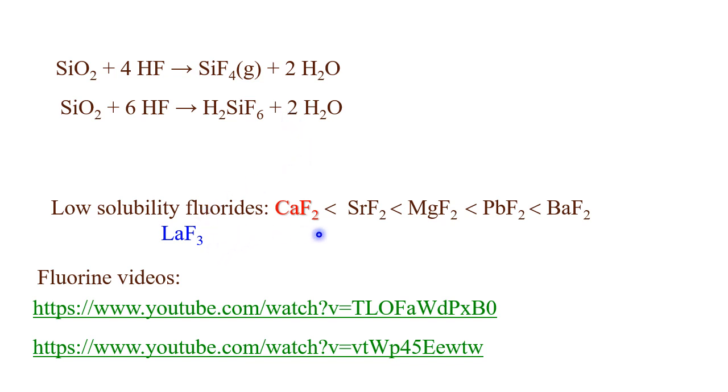Some of fluorides have low solubility, least soluble is calcium fluoride, famous mineral fluorite. Strontium, magnesium, lead, barium fluorides are better soluble. Lanthanum or lanthanoids fluorides are also low soluble.